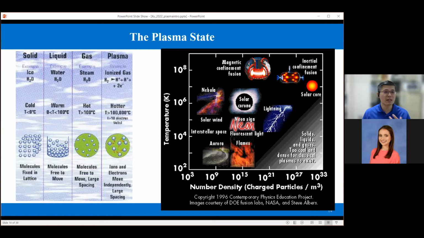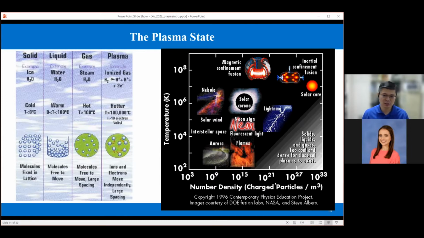If you keep heating it up or adding energy, you'll usually start breaking up the water into its constituent atoms of oxygen and hydrogen, and then you'll start ionizing it into hydrogen ions, oxygen ions, and free electrons. You get a plasma state out of it.